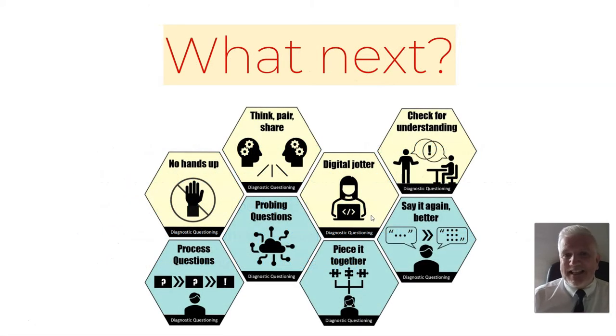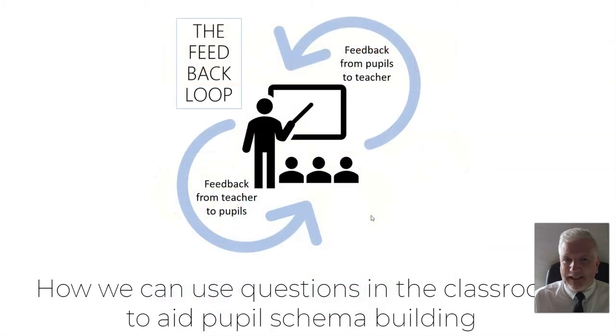What's coming next is a whole bunch of methods. Now, I am shamelessly borrowing from the work by Tom Sherrington and Oliver Caviglioli in their excellent Walkthrus book. I've tweaked some of these a little bit, but these are some of the methods that we're going to be exploring. If our purpose and our goal is to diagnose where the schema building has gone wrong, what are the methods that we can use to do that? Our training is coming up in early October, but that just gives you a little bit of a sneak peek. And that is the next stage in our training of how we can use questions in the classroom to aid pupil schema building.